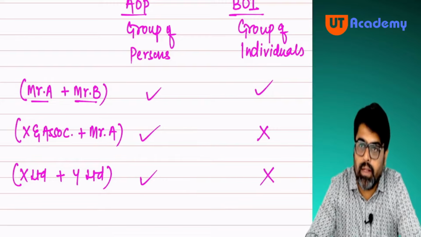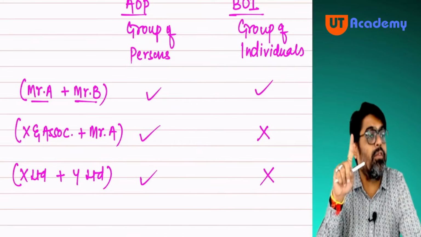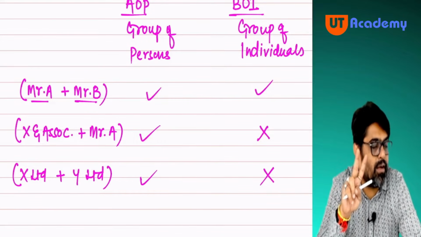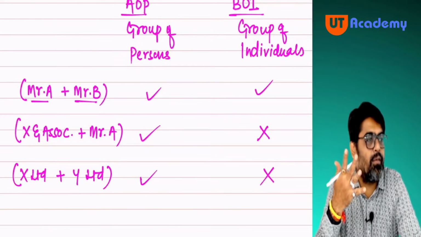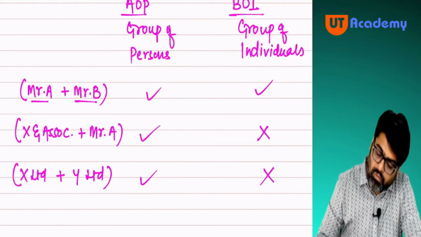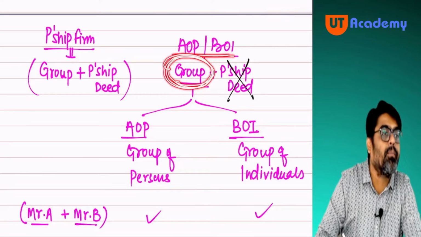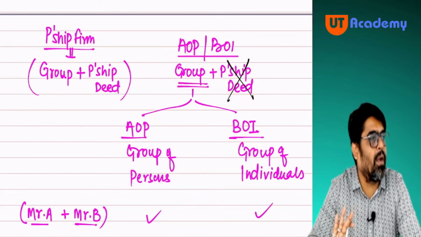Hello? So tell me, how many types of persons are there? 7. Number 1 is? Number 2 is Hindu undivided family. Number 3, companies. Number 4, number 5, association of persons and body of individuals. Sir, what is association of persons and body of individuals? When a group is formed without a partnership, then that group will be treated as AOP or BOI.